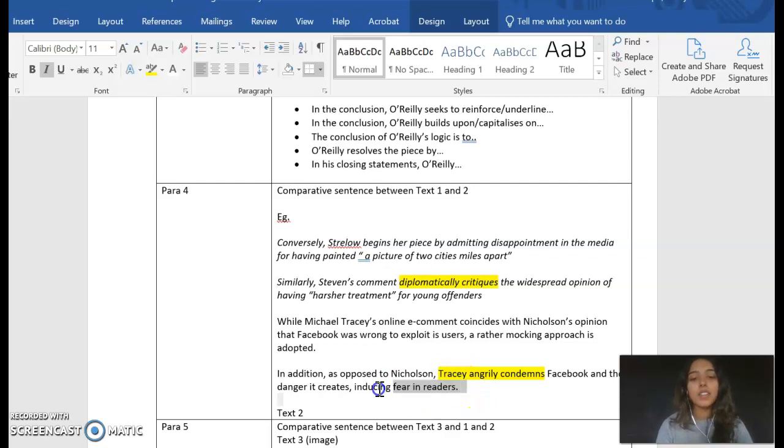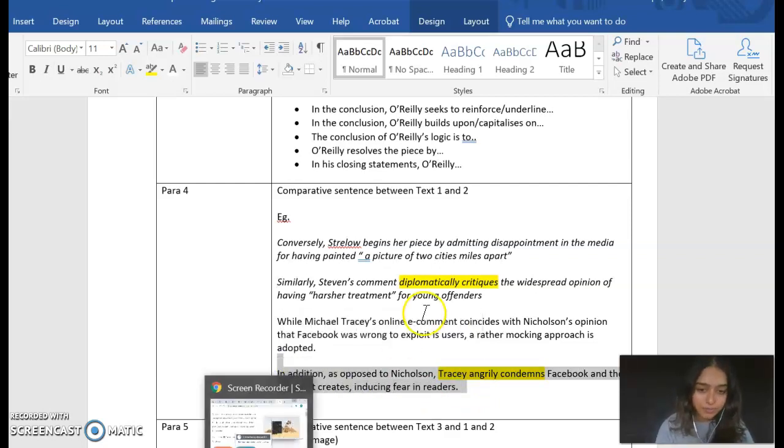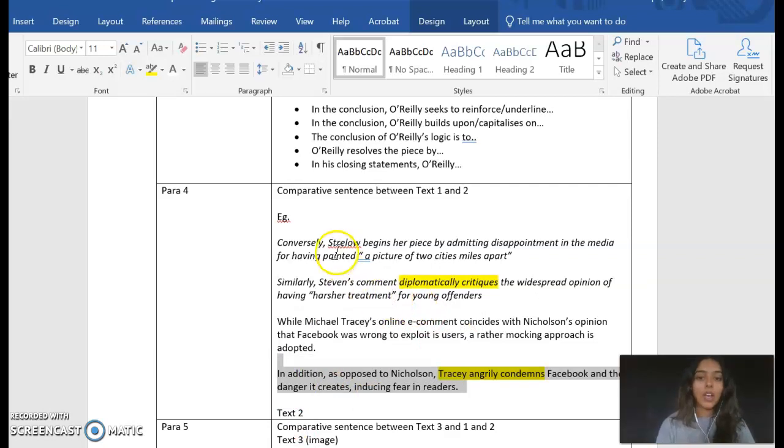So this is if you are writing 2 paragraphs on text 2. So you don't need a whole lot of comparison. The stress is not on the comparison. Just do a couple of sentences or one sentence discussing how it's different or discussing how it's similar, and then move on to analyzing text 2. You can take 1 paragraph to analyze text 2 or 2 paragraphs.